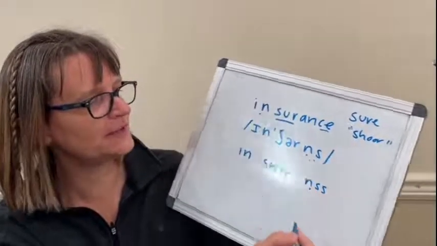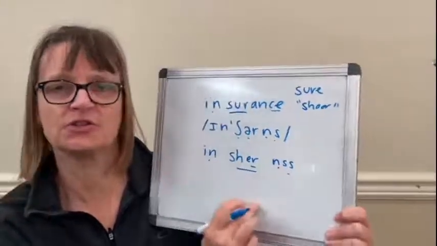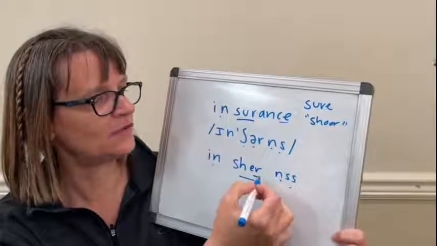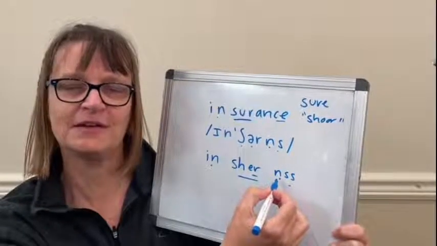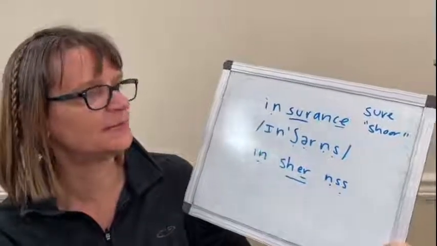So for the N sound, what we want here is short, long, short. Insurance. So that we go from the in and then we do an N and a S sound together. Letter CE say S. So there's your request for the word insurance.